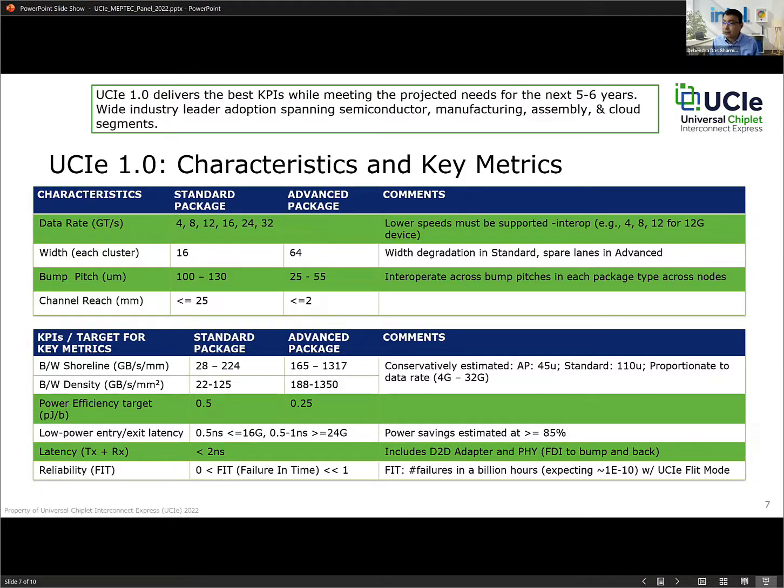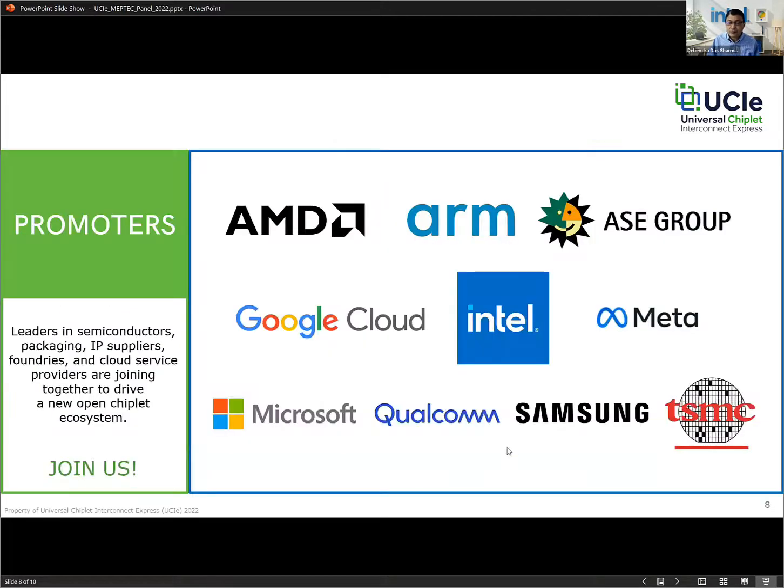And of course, latency you would expect to be low because it's an on-package interconnect. And reliability, which is measured in terms of failure fit, which is failures in 1 billion hours, is pretty low. It's close to zero on the interconnect part. It's about 10 to the power minus 10, which is practically zero, which is where we want it. We want it to be significantly less than 1.